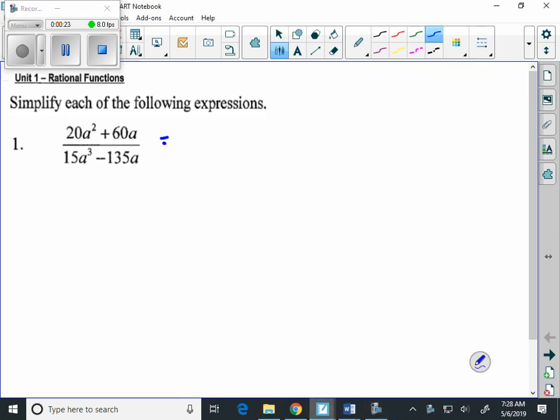And up here in the numerator, it looks like their greatest common factor is 20a, lowest exponent, by the way. And when we factor that out, we're left with 20a squared divided by 20a is a. 60 divided by 20 is 3. A divided by a is 1.